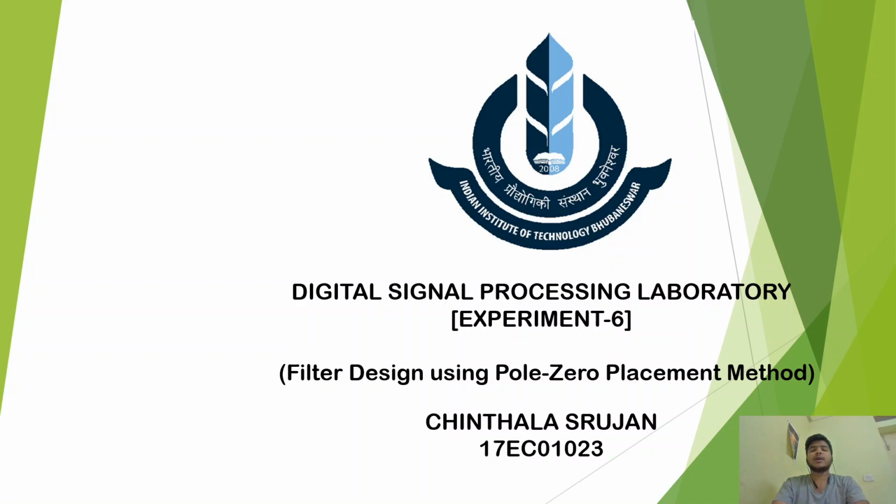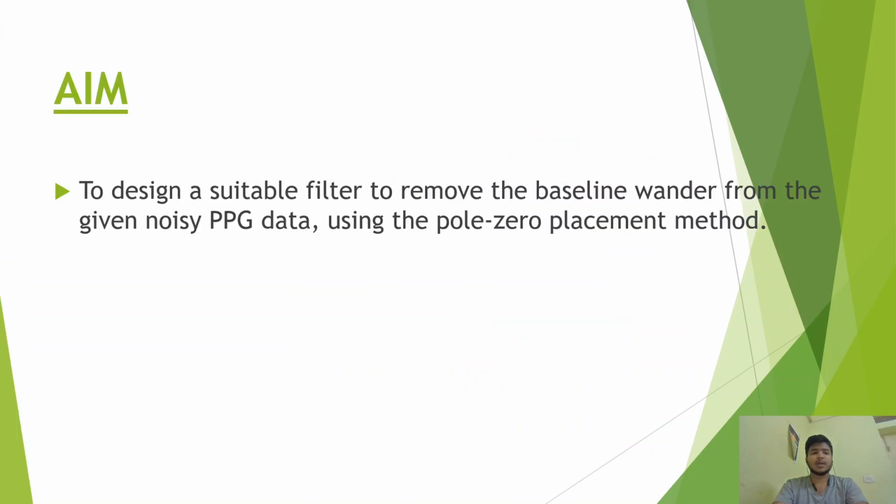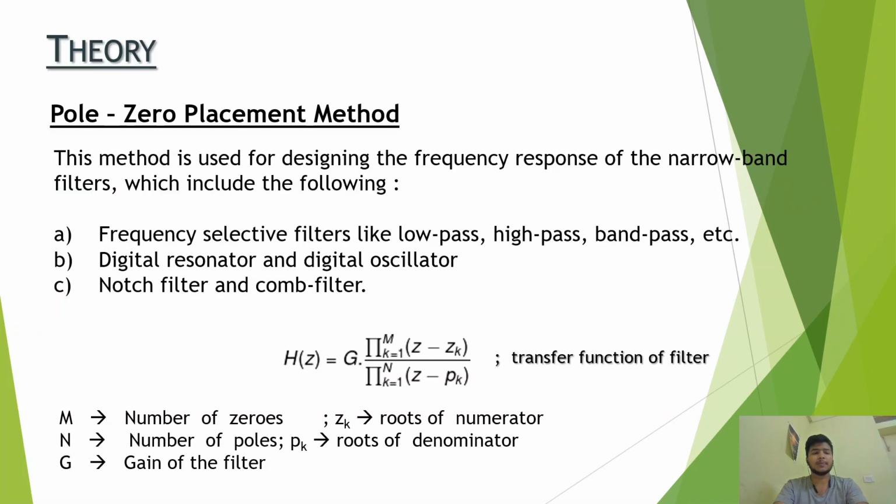Hello everyone. Today I will be explaining experiment 6 of the digital signal processing lab. In this experiment we will be learning about filter design using the pole zero placement method. The aim of our experiment is to design a suitable filter to remove the baseline wander from the given noisy PPG data using the pole zero placement method.